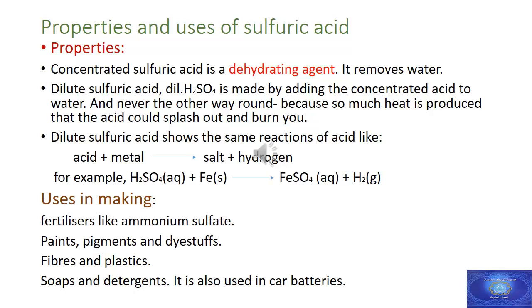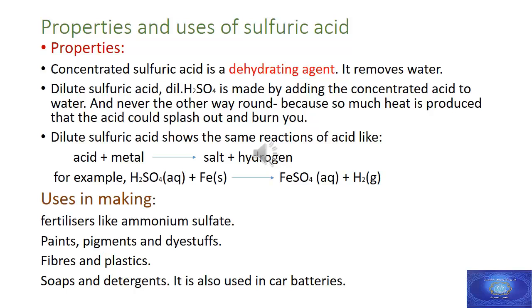So I repeat again, dilute sulfuric acid is made by adding the concentrated acid to water and never the other way round, which means never add water to the concentrated sulfuric acid. Why? Because so much heat is produced that the acid could splash out and burn you. So always keep this point in mind.